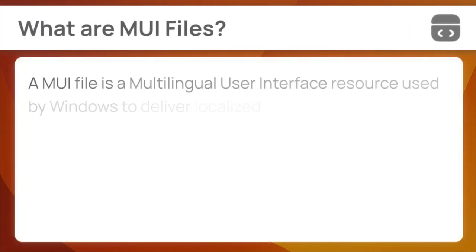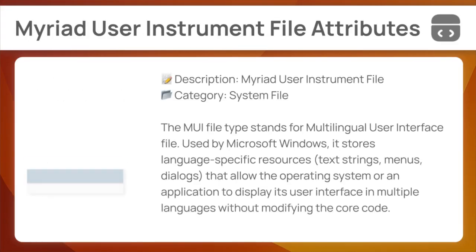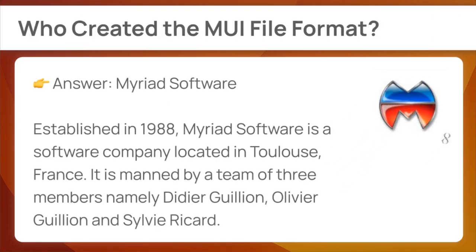The MUI file utilizes the standard naming convention for the system file designation. The fundamental schema is derived from the Myriad User Instrument File structure. The MUI file type stands for Multilingual User Interface File. Used by Microsoft Windows, it stores language-specific resources, text strings, menus, dialogs, that allow the operating system or an application to display its user interface in multiple languages without modifying the core code. Created by Microsoft. The design rules dictate a proprietary binary format for storing locale-specific resource data, which the operating system loads dynamically based on the user's selected system language.